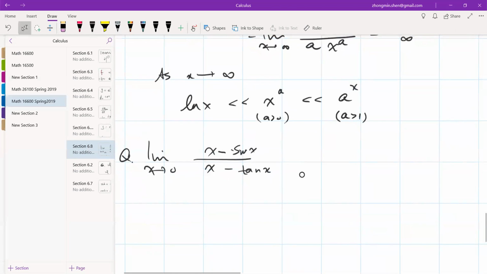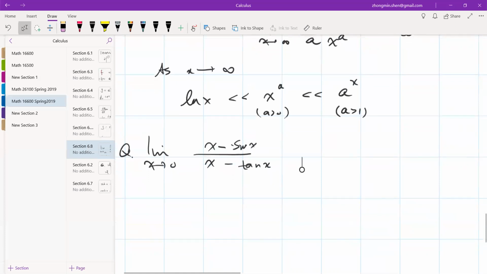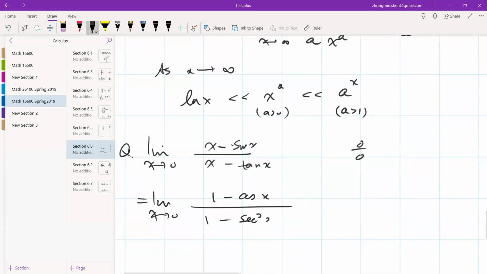All right, so this is x minus sine x over x minus tan x. Let's look at that. When x approaches 0, I think all the terms here approach 0, so the difference approaches 0. So this is 0 over 0 type. The first thing you have to do is differentiate numerator and denominator, so you can apply L'Hopital's rule. It's going to be 1 minus cosine x, and here's 1 minus the derivative of tan x, which is secant squared x. That's what I remember.